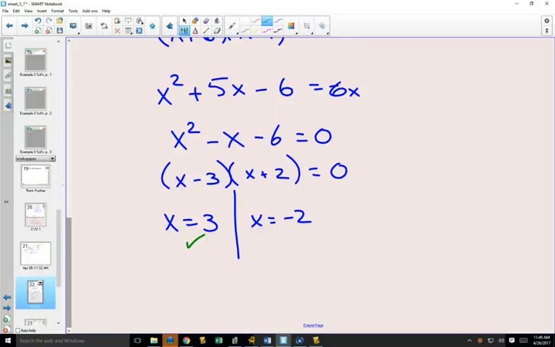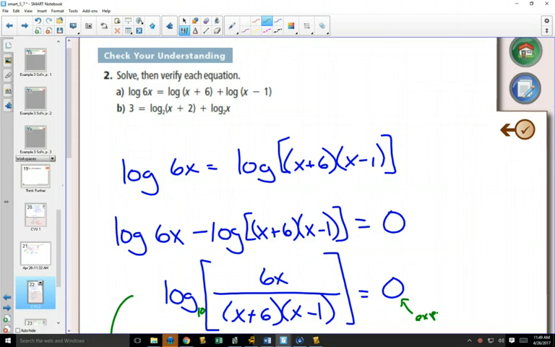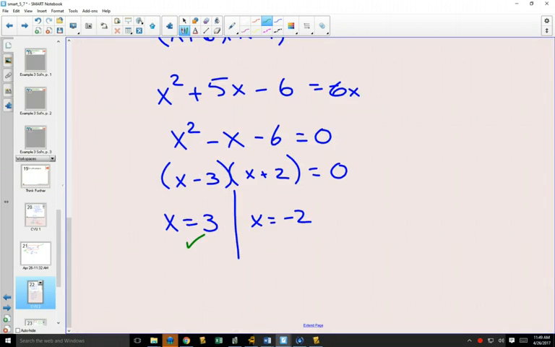What about minus 2? Check the first one. 6 times minus 2, negative 12. As soon as you get a negative inside of a log, this is not possible. Okay? Careful, you have to plug it in. I can give you a question where both answers are negative and both answers work. So just because our answer is negative does not mean that it's going to not work.